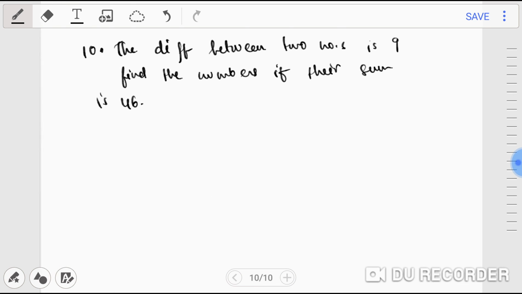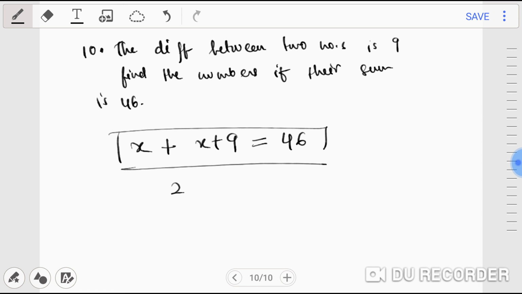Problem number 10 says the difference between two numbers is 9. If I take one number as x, can I take the other number as x plus 9, because the difference is 9? And the sum of these numbers is 46. So I put a sum sign, and the sum is 46. So this becomes your equation. You have to solve this, my dear kids, and from here you will get the value of x.